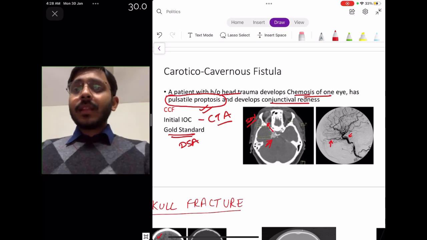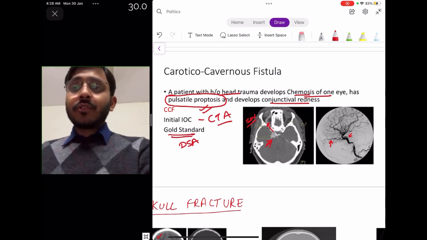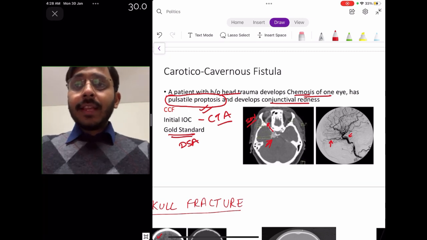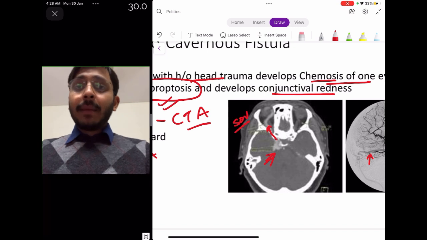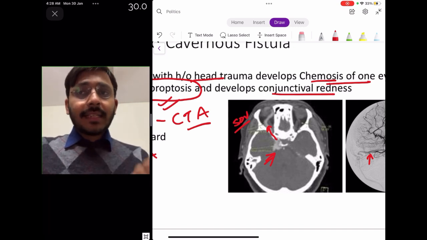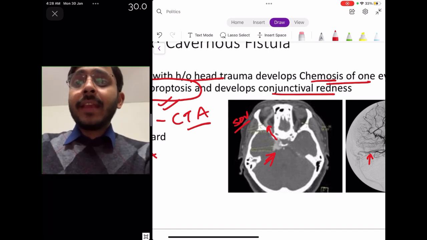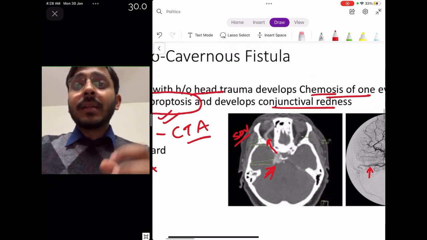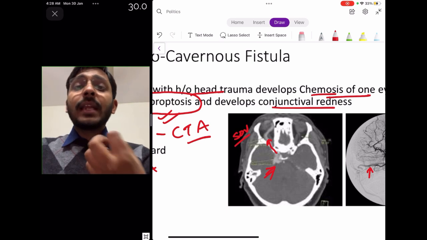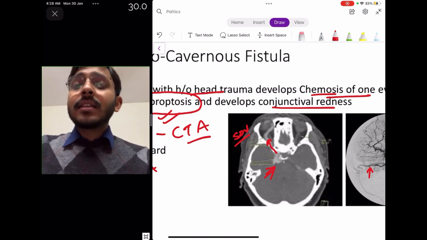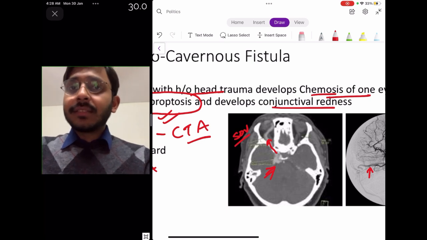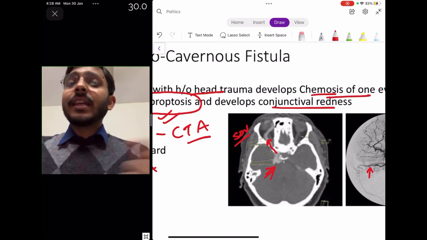CCF? Remember that the initial investigation of choice will be a CT angiography, and what will you find on CT angiography? That the cavernous sinus will be bulky, and the cavernous sinus, as we know, drains the superior ophthalmic vein. So the superior ophthalmic vein of the ipsilateral eye, which has pulsatile proptosis, will also be enlarged. So an enlarged superior ophthalmic vein and enlarged cavernous sinus suggest a CCF.